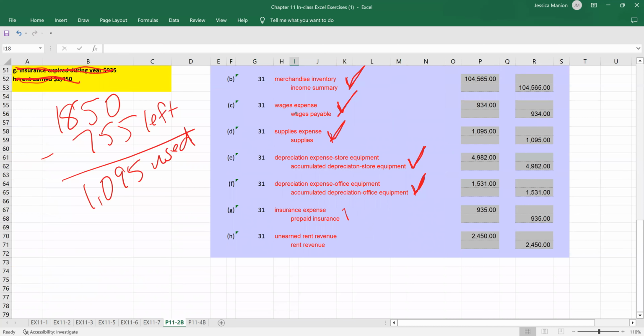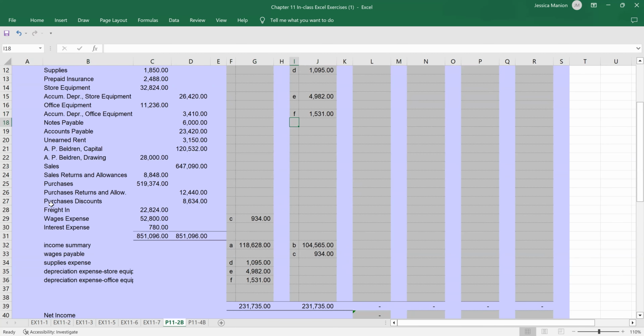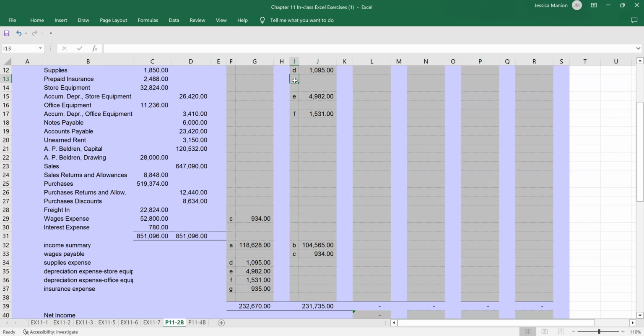Next is our insurance expense adjusting entry. So we need to debit insurance expense for 935. Again, if we look here at our expenses, we don't already have it. We just need to type it in. Insurance expense. This is letter G for 935. We do already have the prepaid insurance account up here though. So we need to credit prepaid insurance 935.